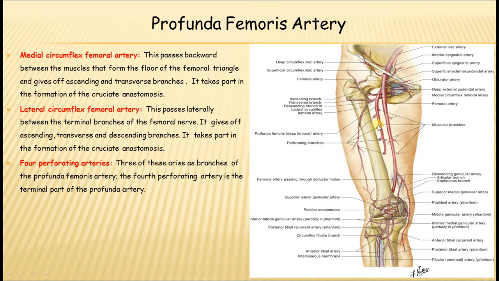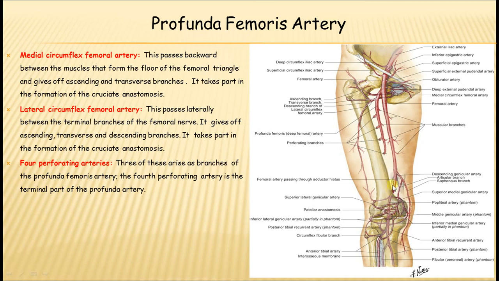Then you have the four perforating arteries. They are branches from the profunda femoris artery. The fourth perforating artery is the termination of the profunda femoris artery. They pierce the adductor magnus and end near the vastus lateralis muscle, and each perforating artery divides into an ascending branch and a descending branch. They anastomose, thereby forming a vascular chain of anastomosis.